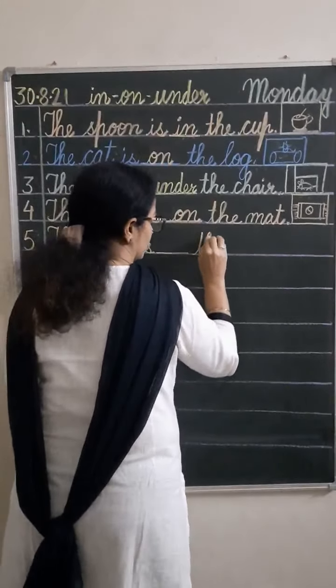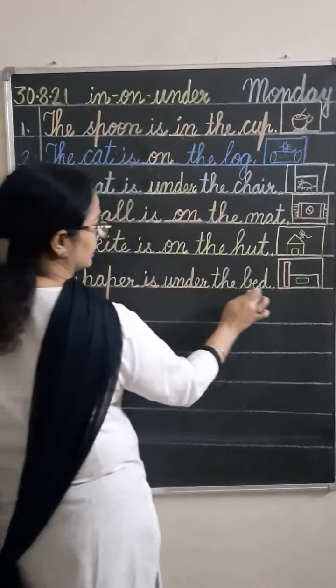Here we'll make a box. Okay, and here make a picture of bed. Okay, long, yes, that long होता है ना, long बनाना है आपको. Yes, the paper is dash the bed, and here we will draw a paper. Okay, now tell me, where is the paper? The paper is under the bed. Okay, so here we will fill under, U-N-D-E-R. The paper is under the bed.